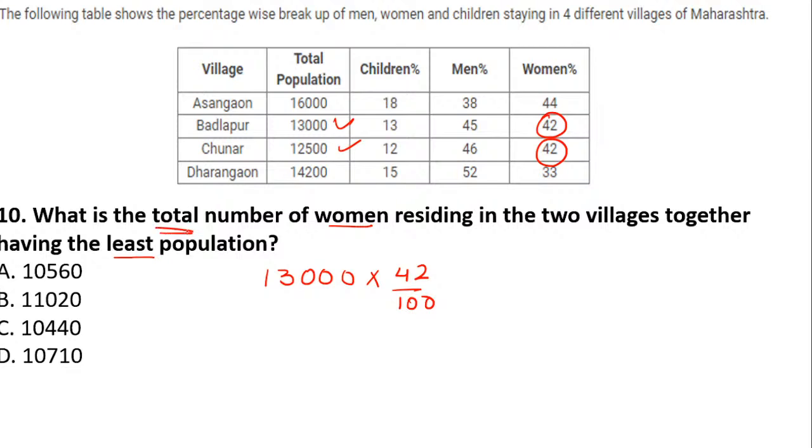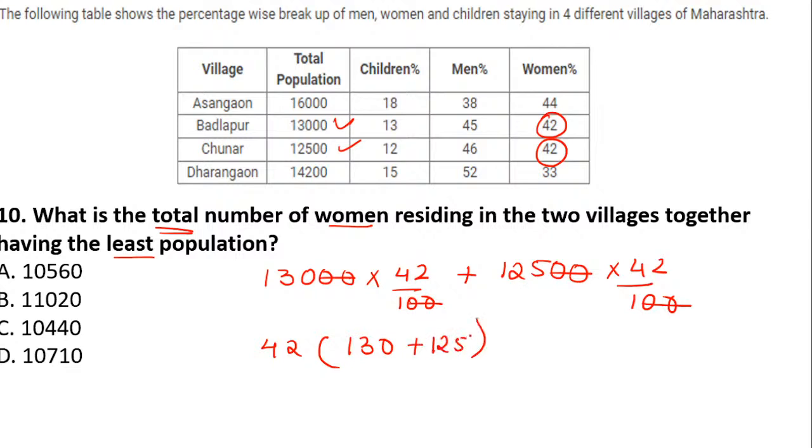The question is asking total. So whenever the word total comes, you need to add the values. So the value of Chunar is 12,500 into 42 upon 100. Now I can take common. First I will just multiply this, cut these zeros. Now what I can do? I can take, students, 42 common. If I take 42 common, here 130 is left. Here 125 is left. So when I add these two, I will get 42 into 255.